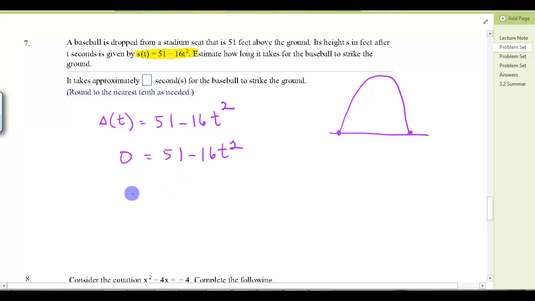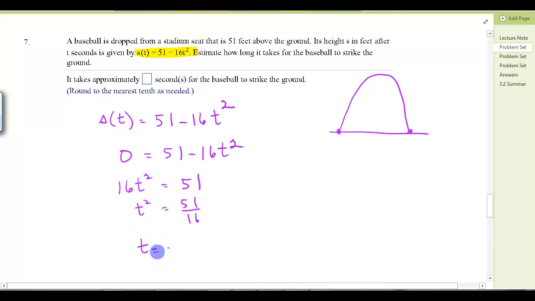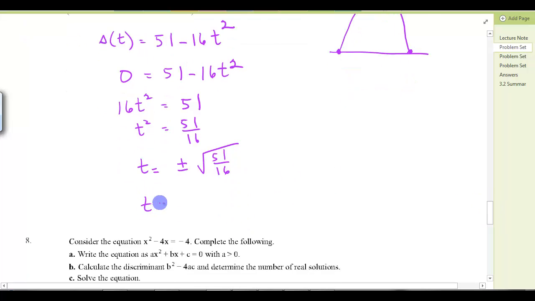So I'm going to subtract the 51. Let's add the 16t squared over here. And then let's divide by 16. And then let's take the square root of both sides. So t equals plus or minus the square root of 51 over 16. And I could go ahead and take the square root of 16. That's 4. So t is plus or minus the square root of 51 over 4.